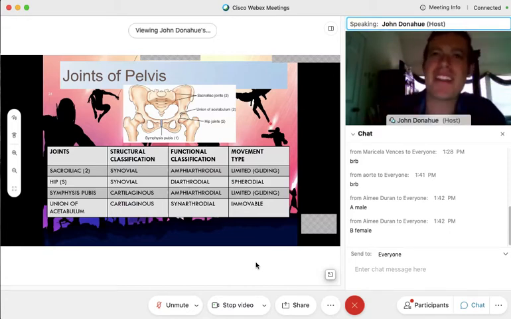Yes. So let's go ahead and name our joints. We're going to give the structural, functional, and movement classifications of each. So starting with those SI joints, if you remember, that's all the way up here, where we have the sacrum connected to the hip bone, the SI joint or sacroiliac joint. Those are considered synovial joints. Their function is amphiarthrodial, and their movement type would be limited or gliding joints.